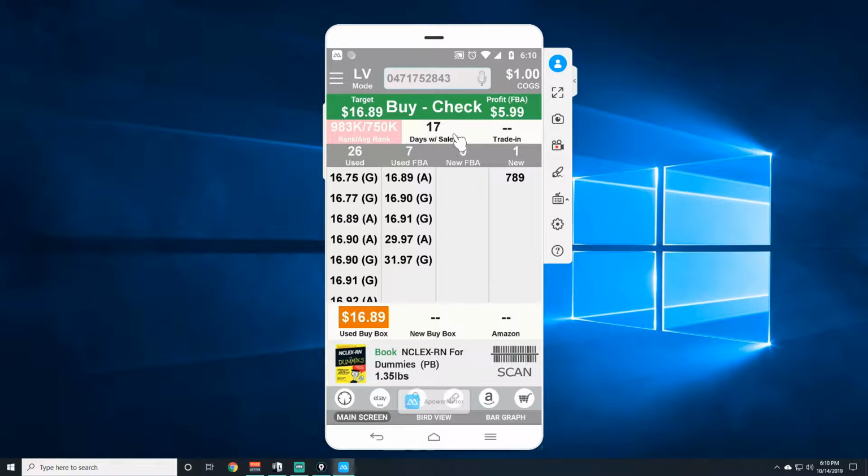If I had to explain this really fast, it'd be: stay under a mil if you're going to go with a low price like this. Maybe like $5 profit, $4 profit.